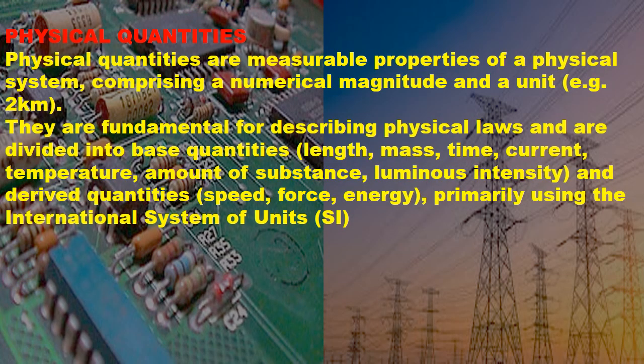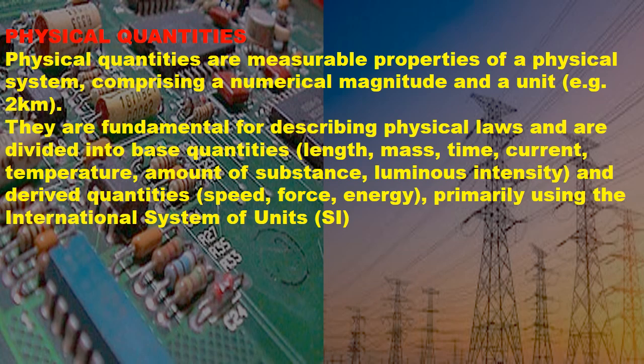Our first topic, let's look at physical quantities. Physical quantities are measurable properties of a physical system comprising a numerical magnitude and a unit. Example, 2 kilometers. So 2 is the magnitude and kilometer is the unit of the quantity. So length is the physical quantity, the unit is kilometer, meter and so on, and the magnitude is 2. So a physical quantity is a measurable property of a physical system comprising a numerical magnitude and a unit.